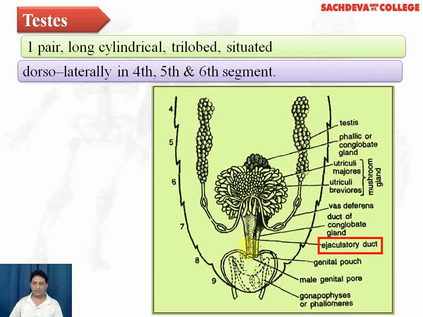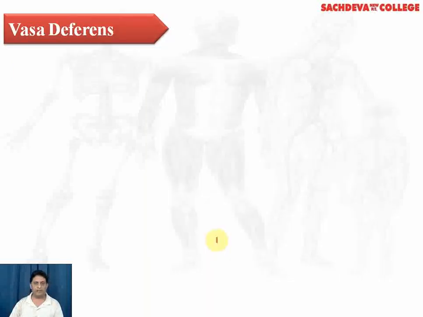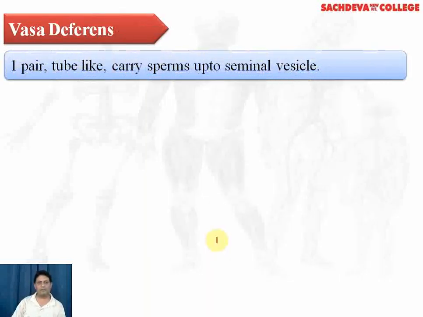There is an ejaculatory duct and the genital pouch. These are the phallomeres which we were just discussing. The vasa deferentia: this is a paired tube-like structure which carries sperms up to the seminal vesicle.